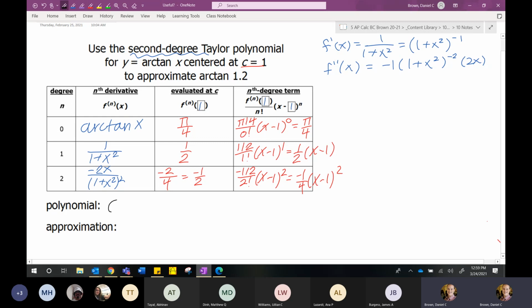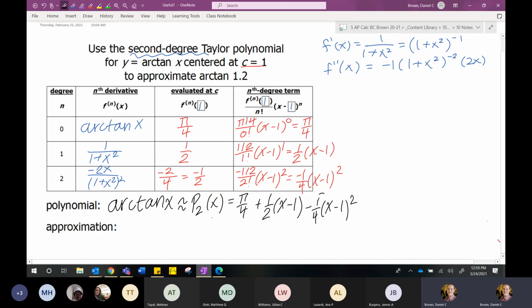What is this polynomial? Basically, the graph of arctangent around x equals 1 is approximately this second-degree polynomial, with terms of pi over 4, 1/2 (x minus 1), and then negative 1/4 (x minus 1) squared.